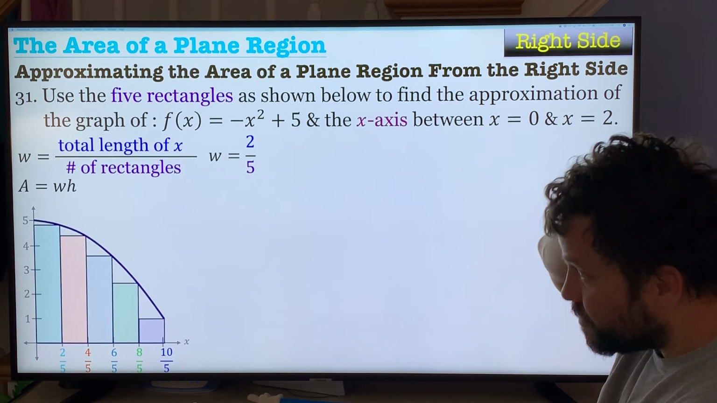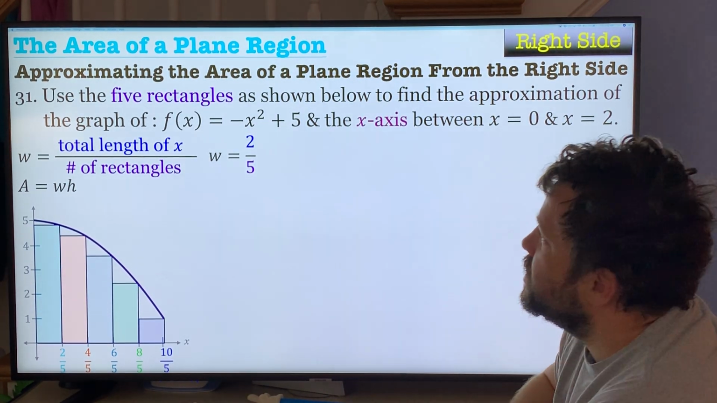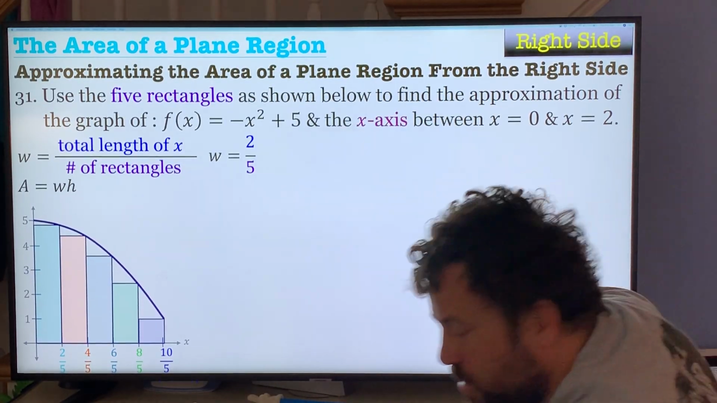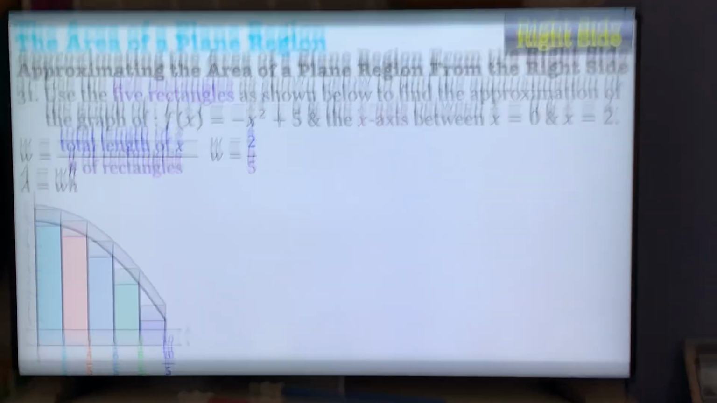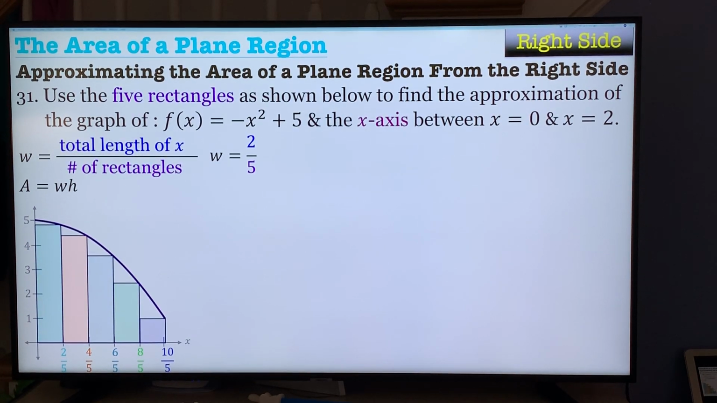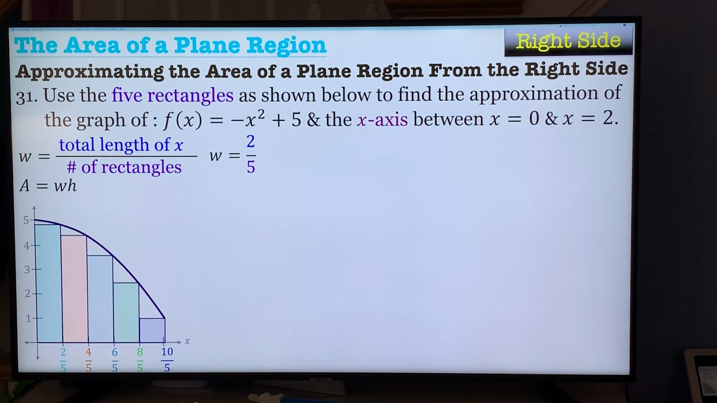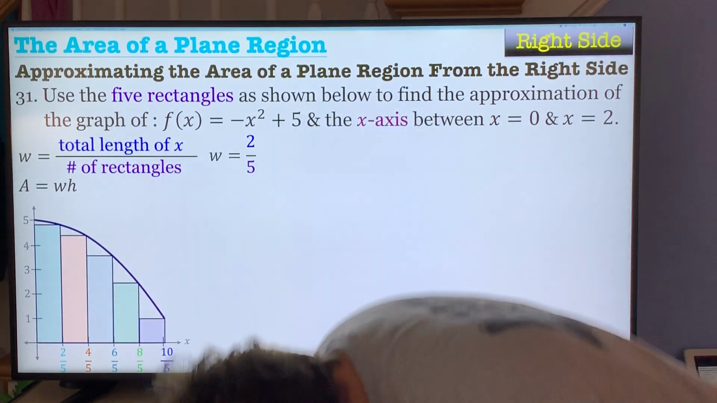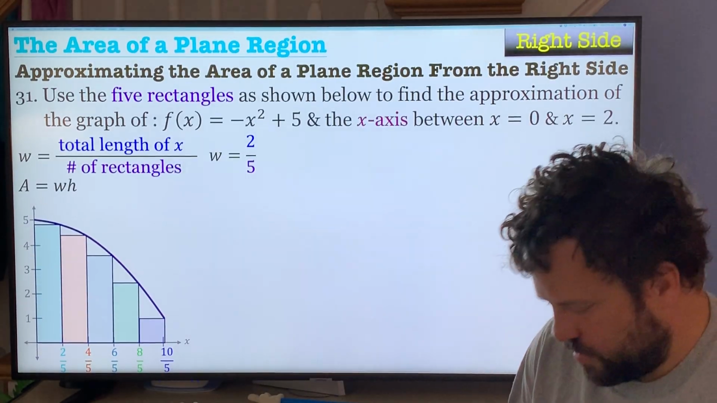Step 1. I want to find the area of each one of these rectangles. Now I have the width, so what I need to find next is the heights. In order to find the heights of each one of these, what do I have to do? I have to do something, right? Use a formula. And here's my formula.